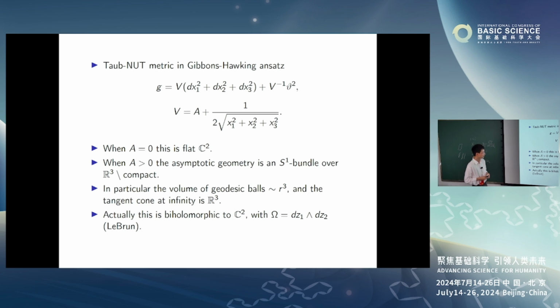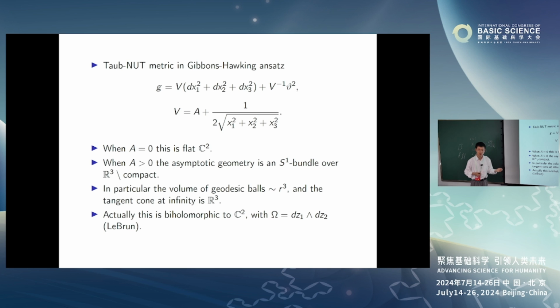A fun fact that will be important later: this one is biholomorphic to C2. It's not an obvious fact, but it was first observed by LeBrun that in fact the Taub-NUT metric is the same complex manifold with the same holomorphic volume form as the standard C2. Now this is an important lesson because it tells you that on C2, there's more than one Calabi-Yau metric.